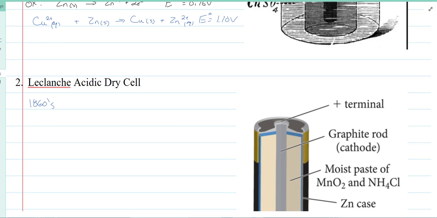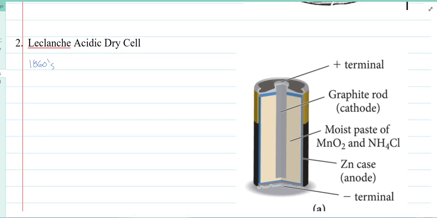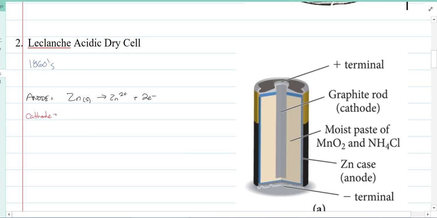I'm sure there's going to be some water in them, but not much. The anode is still zinc. Zinc solid going to zinc 2 plus, plus 2 electrons. You see, the anode is actually the zinc case. The cathode: 2 MnO2, manganese 4 oxide, plus 2 electrons going to manganese 3 oxide, Mn2O3 solid.